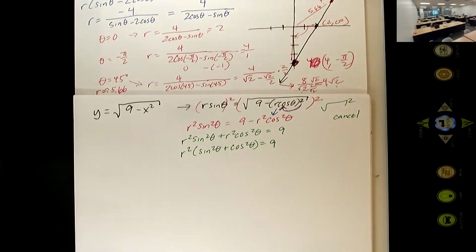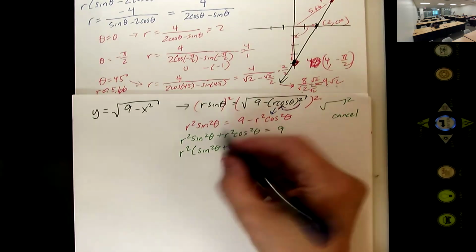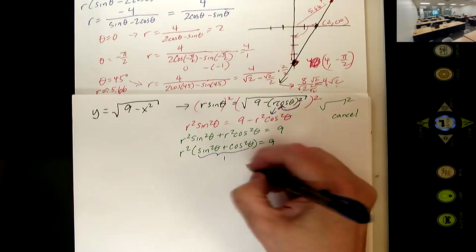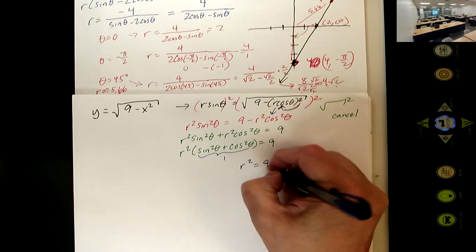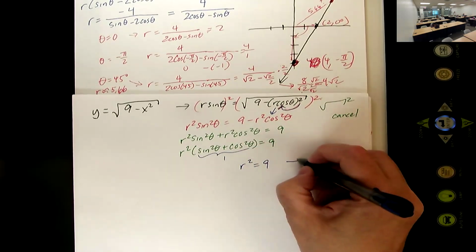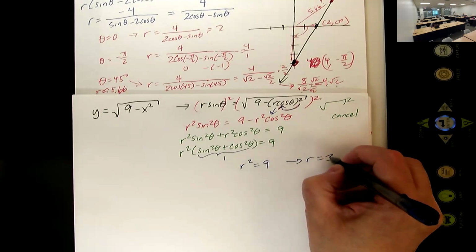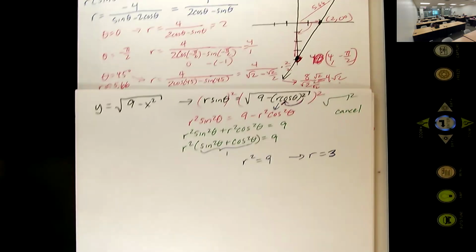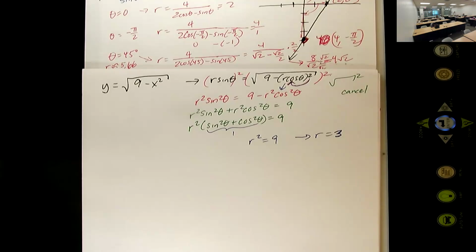What's going on here? What can I do? Sine squared theta plus cosine squared theta is 1. So I just got r squared equals 9, which means r equals 3. I could do the negative version if I wanted. That doesn't have a theta, so it's a circle.